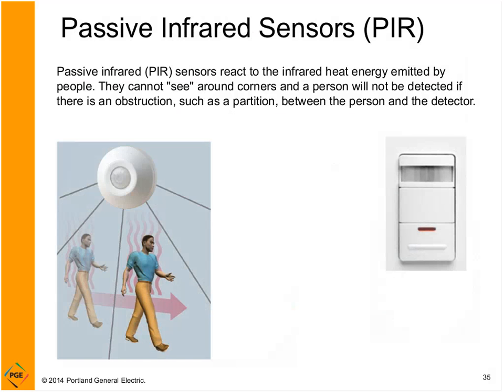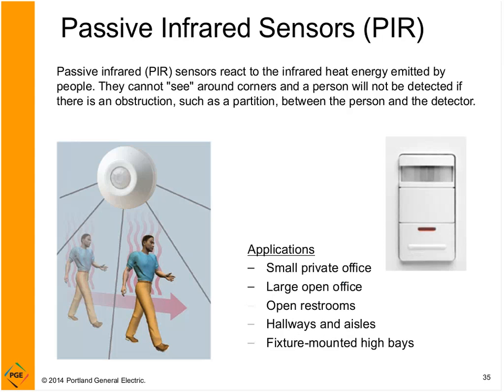Also, you can increase your savings if you choose a vacancy sensor instead of an occupancy sensor. A vacancy sensor, you're going to have to manually turn on, where an occupancy sensor turns on automatically. And passive infrared are the cheapest type of sensor. And here's some of the applications: small private offices without obstructions, large offices, open restrooms, hallways, and fixture-mounted high bays.